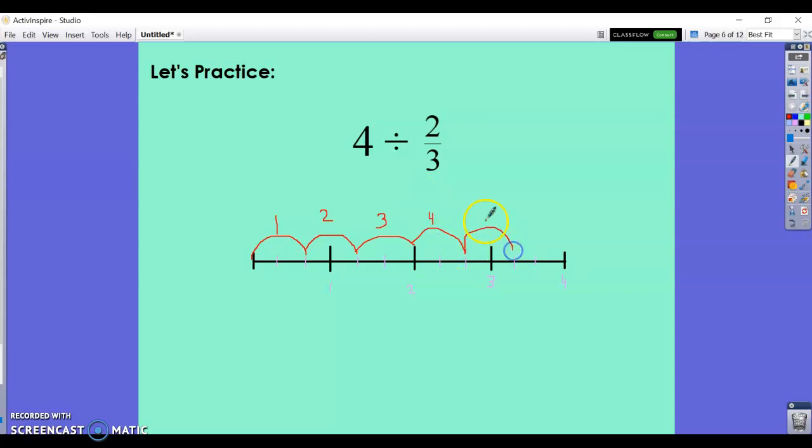Another 2 is 5 jumps. And finally, another 2 is 6 jumps. Ooh. Okay, so 4 divided by 2/3 is going to have 6 as the answer.